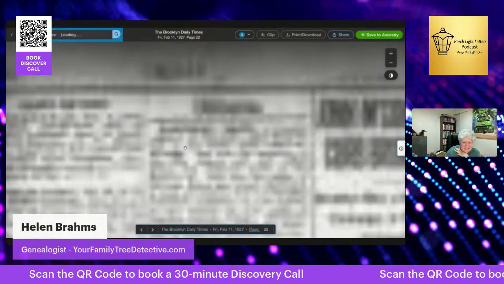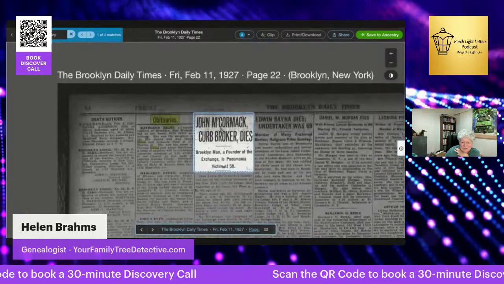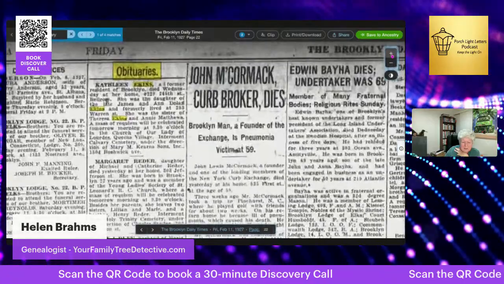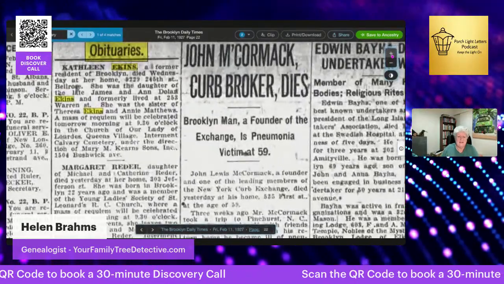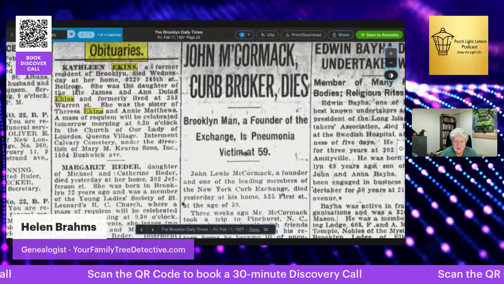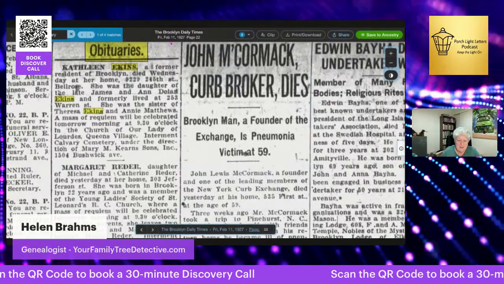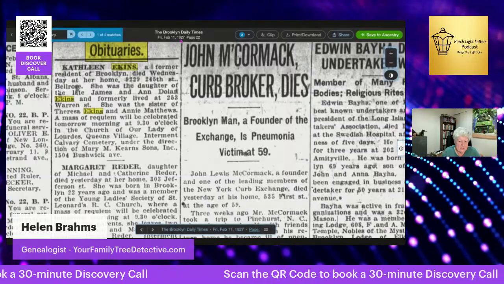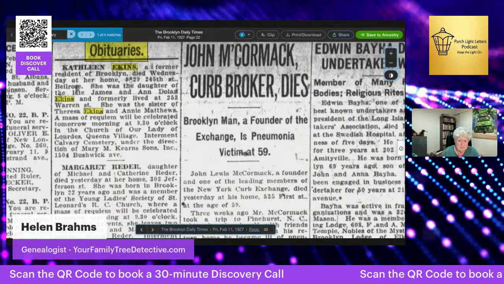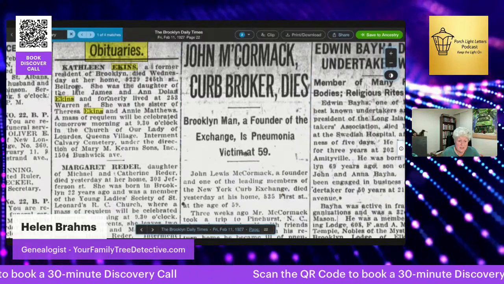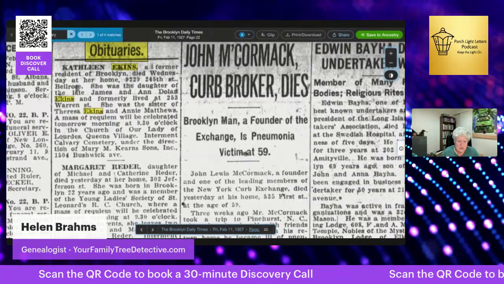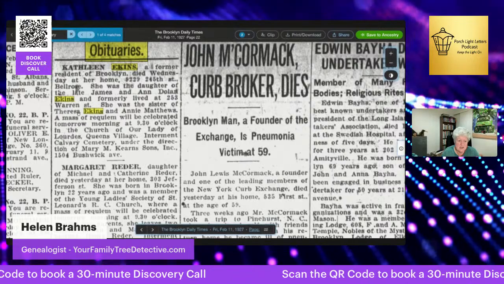All right, Kathleen Eakins, let's have a look at you. Let's make this bigger. Kathleen Eakins, a former resident of Brooklyn, died Wednesday at her home. Now, this is from February 11th. So she would have died at her home on February the 9th, 1927. And there is her address right there. She was the daughter of the late James and Anne Dolan Eakins and formerly lived at 253 Warren Street. She was the sister of Teresa Eakins.